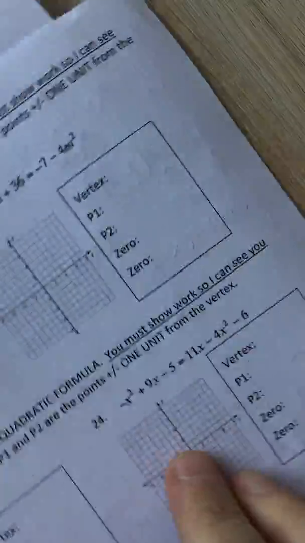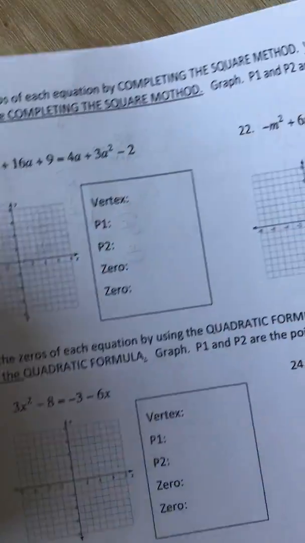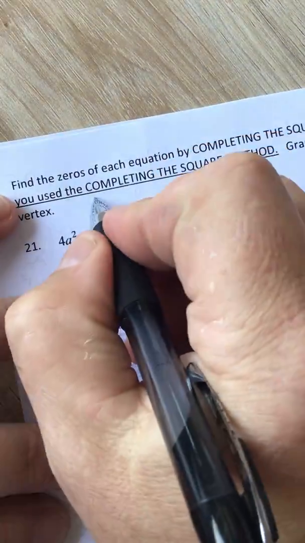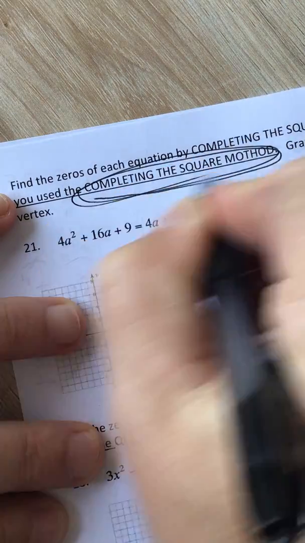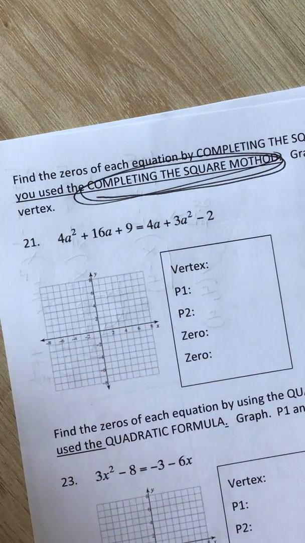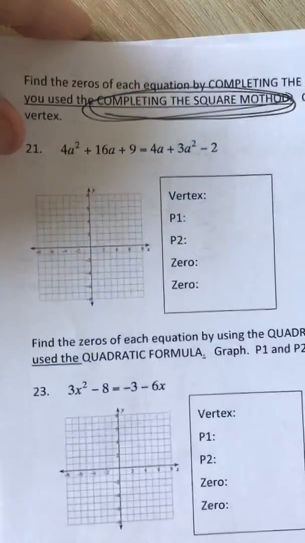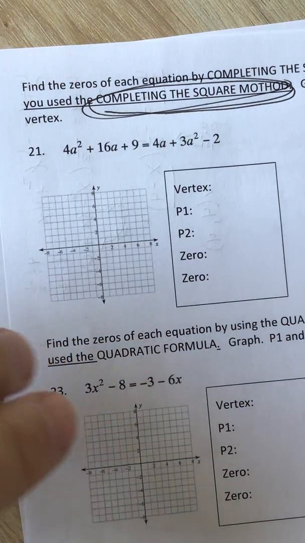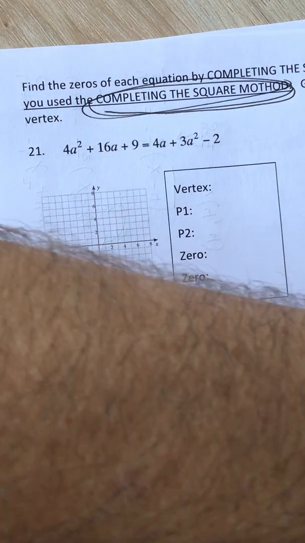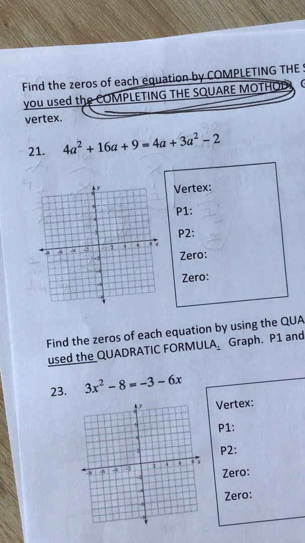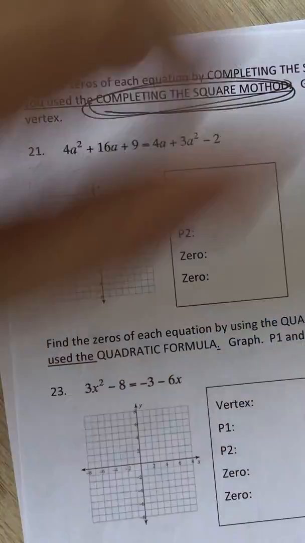Okay, 21. Now we have to show that we do it by completing the square. So we need to show enough work that we can prove that we know how to complete the square. All right. Let me find some scratch paper here. Here we go.